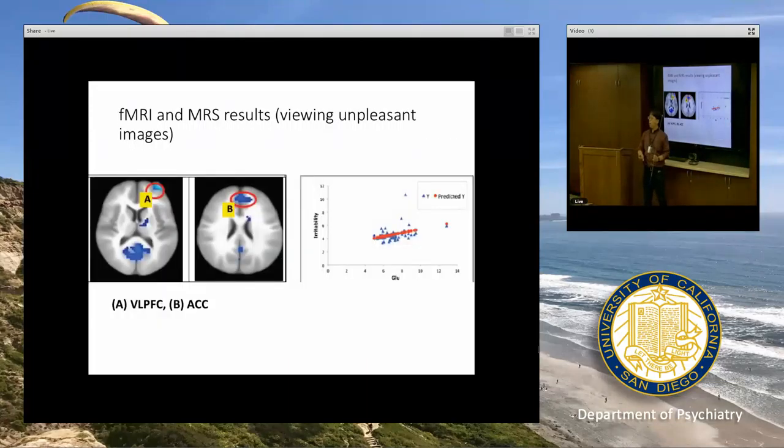So the first part of the project is that the task is viewing unpleasant images. We try to use the unpleasant images to understand the response compared to the control, the neutral images, right? And then what brain activation may be detected after the task. Everybody views the same type of images. And we found that when they view the unpleasant images, on the left side, in this functional MRI, we see that two regions, the ventral lateral prefrontal cortex and the anterior cingulate gyrus, are more activated in patients with a higher level of manic symptoms.